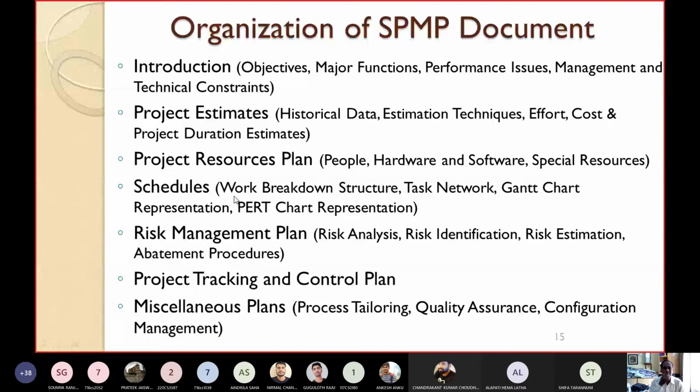Then there will be a section on schedules. Here you have to mention the work breakdown structure, the task network, Gantt chart, reference to PERT, CPM, etc. They will be discussed in the schedule section. The next section is the risk management plan.